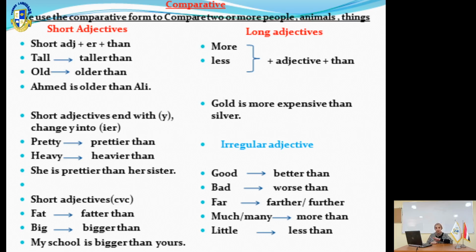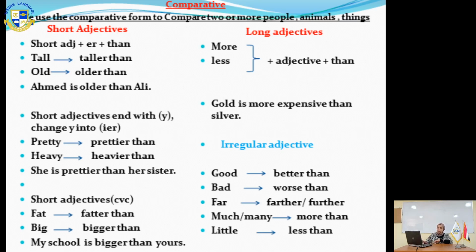Far, we have two spellings for them. Farther than with A or further than with U. Much and many should be more than. Little should be less than. For example, I have less money than my brother.